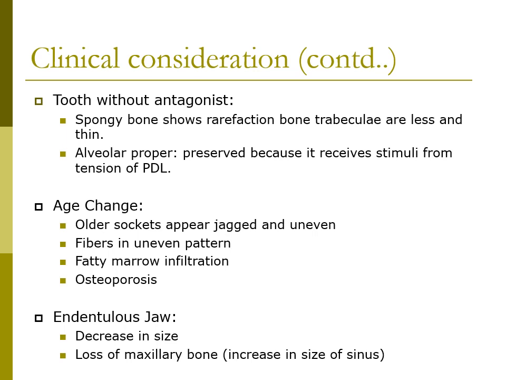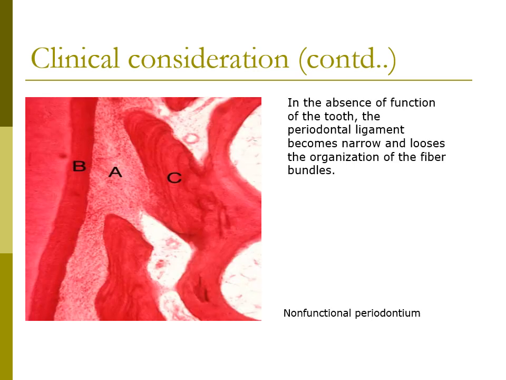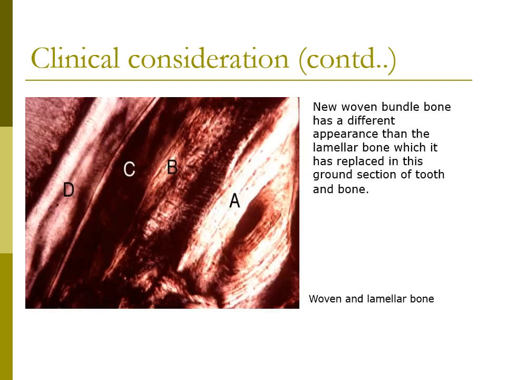Age changes. Older sockets appear jagged and uneven. Fibers are in an uneven pattern, with fatty marrow infiltration and osteoporosis. Edentulous jaw shows a decrease in height and loss of maxillary bone. In the absence of function of the tooth, the periodontal ligament becomes narrow and loses the organization of fiber bundles. This becomes the non-functional periodontium. New woven bundle bone has a different appearance than the lamellar bone which it has replaced, in a ground section of tooth and bone.